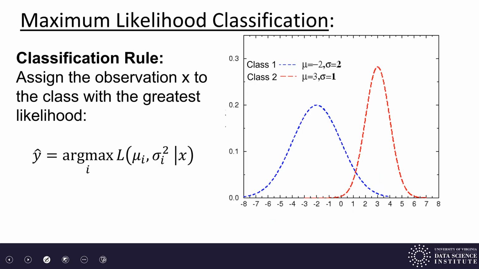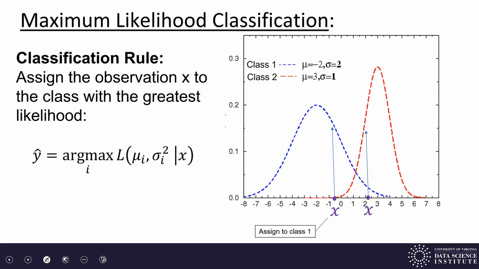And so for maximum likelihood classification, here's the classification rule. We just assign an observation x to the class with the greatest likelihood, which is written using the argmax notation here. For example, if our new observation x has a value of negative 0.5 in the plot on the right-hand side, then we can look at the likelihood of the blue curve being the distribution for the data that generated x, and that's about 0.15 or so, going up to the blue curve. We look at the likelihood of the red curve being the distribution that generated x, and that's exceedingly small. So we would assign this x to class 1, corresponding to the blue curve.